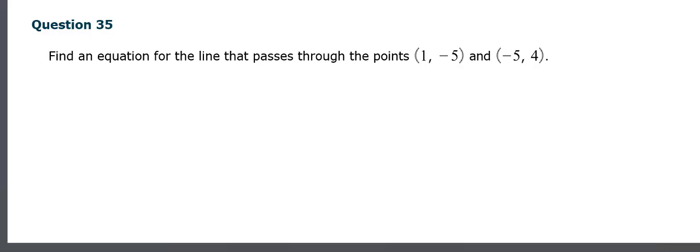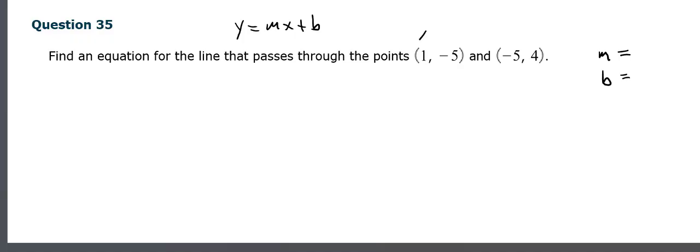Our next problem: find an equation for the line that passes through the points (1, -5) and (-5, 4). So remember, we're going to write it in slope-intercept form. So we need two things here. We need the slope, which isn't given, and we also need the y-intercept. So the first thing we're going to do is find the slope. Now, how do we do that when we're given 2 points?